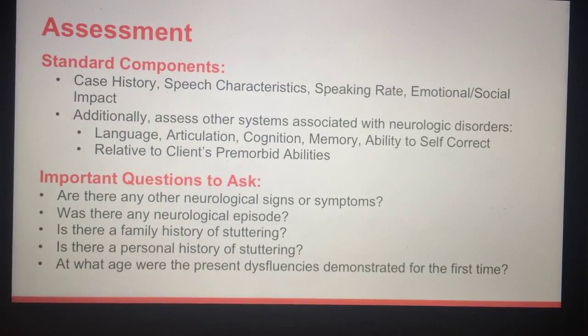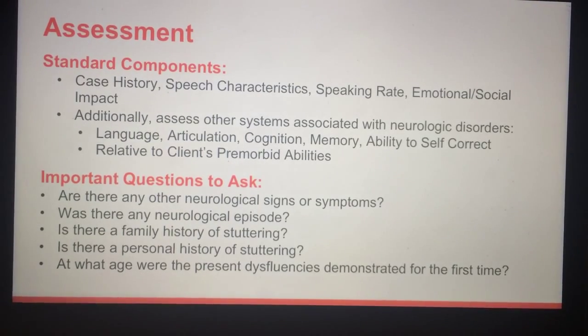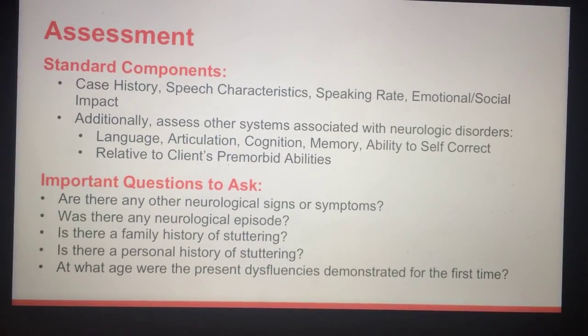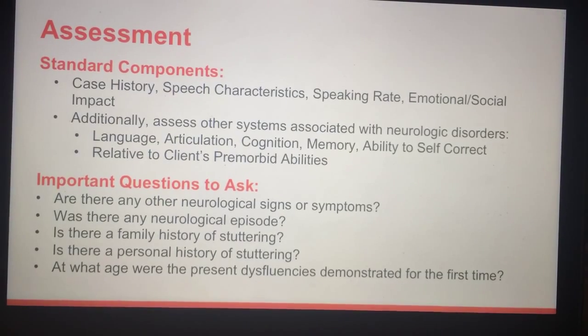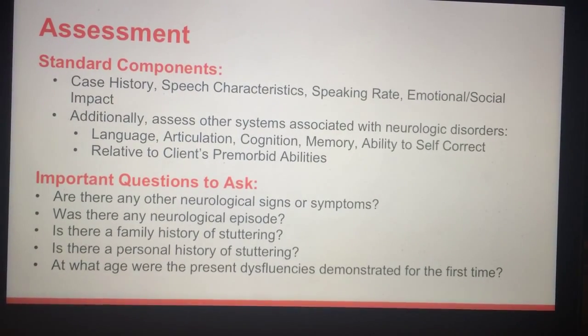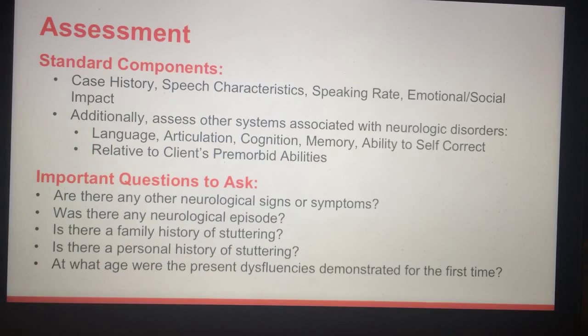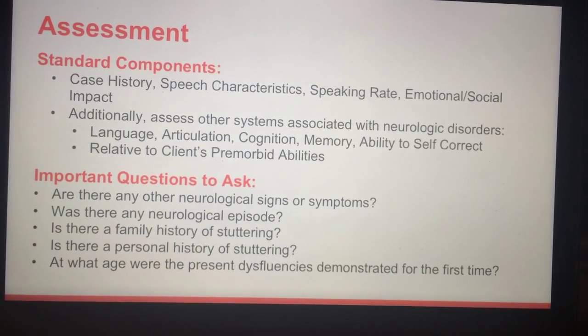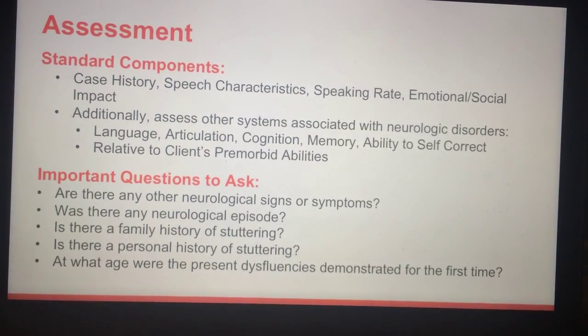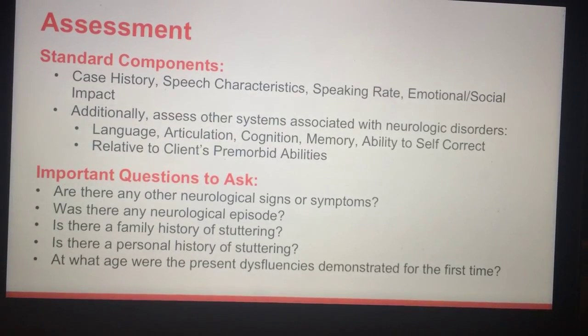There are additionally some important questions to ask during the case history portion, including: Are there any neurological signs or symptoms? Was there any neurological episode? Is there a family history of stuttering? Is there a personal history of stuttering? And at what age were the present disfluencies demonstrated for the first time?